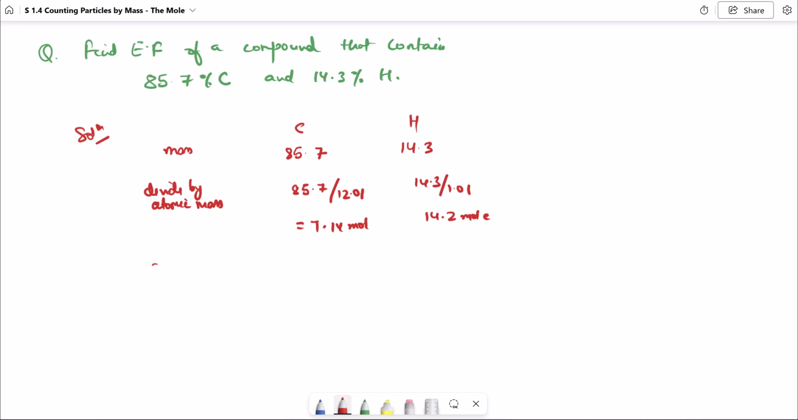Now the simplest value is 7.14, so we can write 7.14 divided by 7.14, 14.2 divided by 7.14. Here we will get 1, here we will get 2. So the empirical formula is CH2. This is the answer.